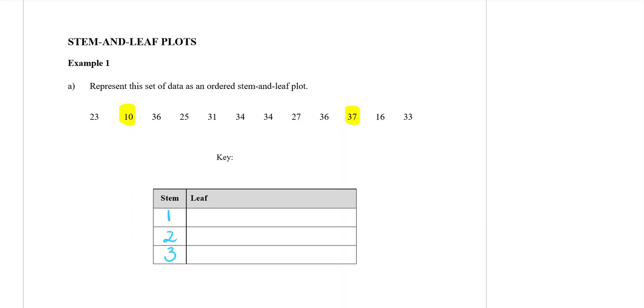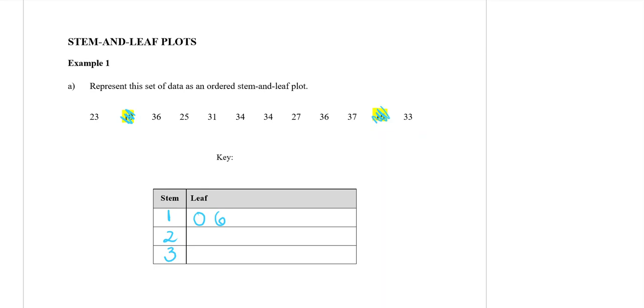Now, what I'm going to do is highlight all of the numbers that are starting with a 1. So the 10, is that the only one? No, 16, there we go. Okay, because when I put the leaf numbers in, I need them to be in order. So 0 is smaller than 6. So I'm going to put in here a 0 and then a 6. And they are my tens numbers done. I'm going to cross them out. They're finished.